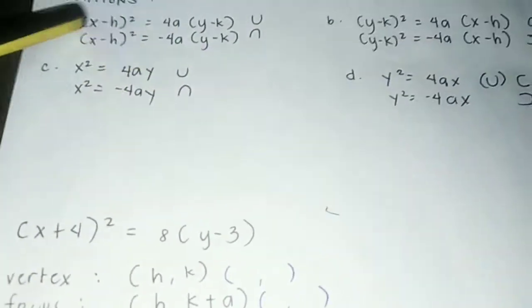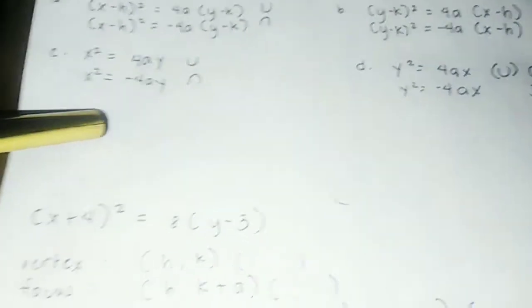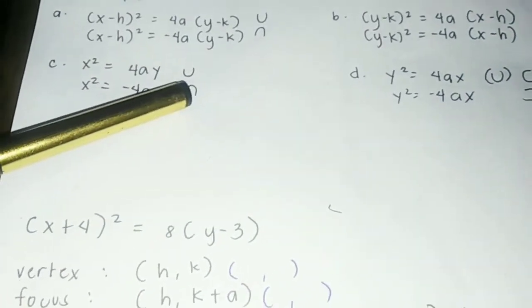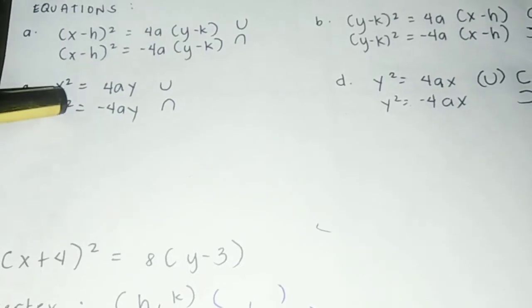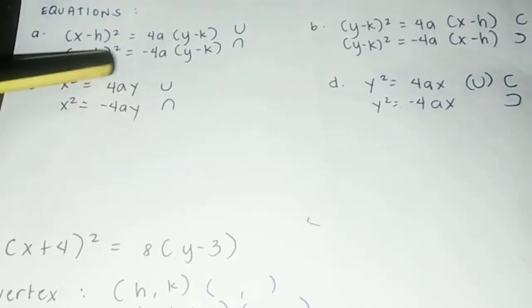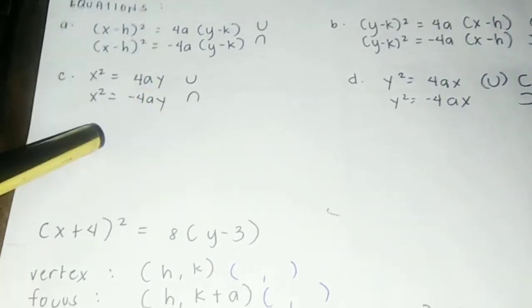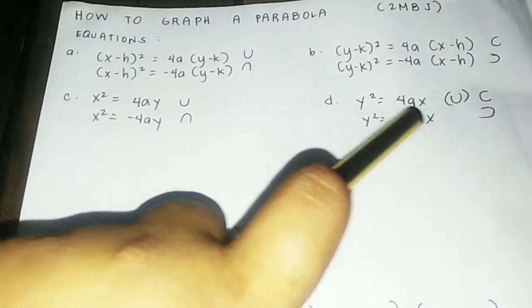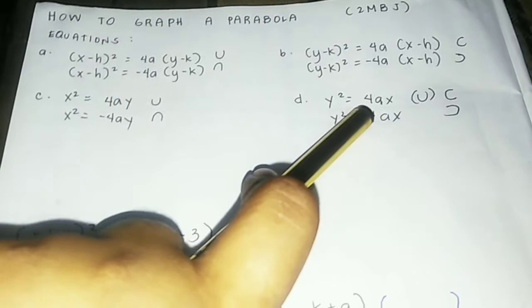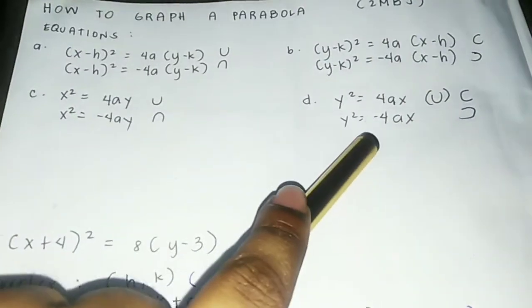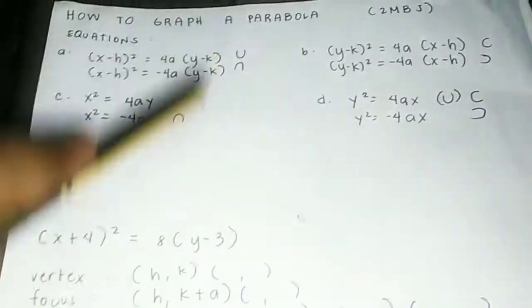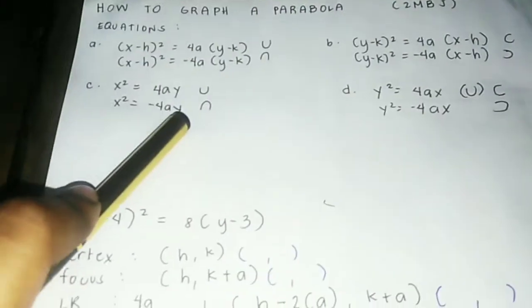So here, the equations are for parabolas whose vertex is at the origin. x squared equals positive 4ay opens upward; when 4a is negative, it opens downward. Here, y squared equals 4ax, in which when our 4a is positive, it opens to the right, and when our 4a is negative, it opens to the left, in which their vertex is at the origin. So, here is our example.